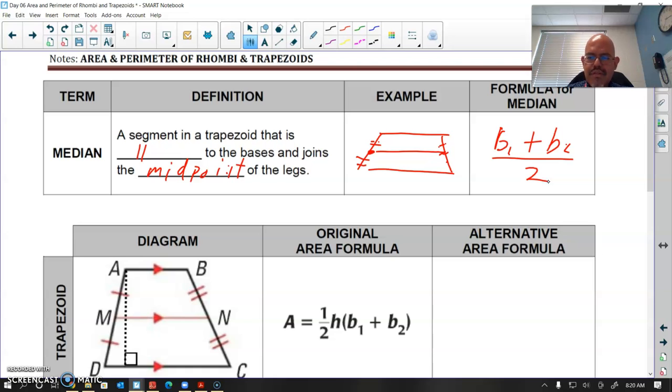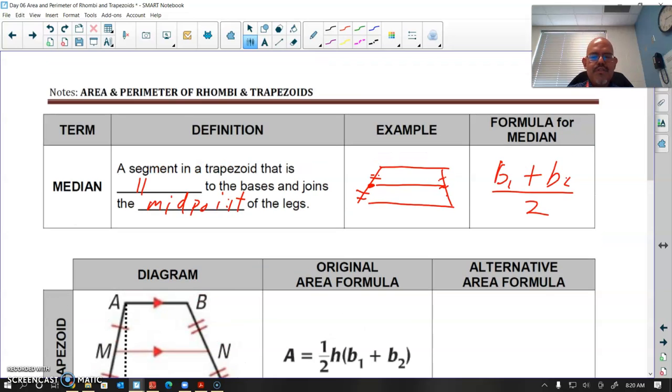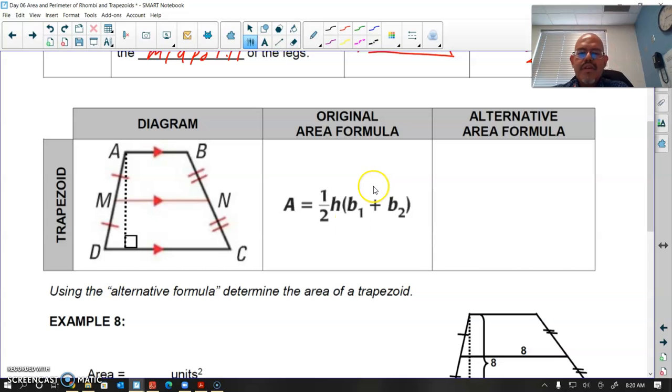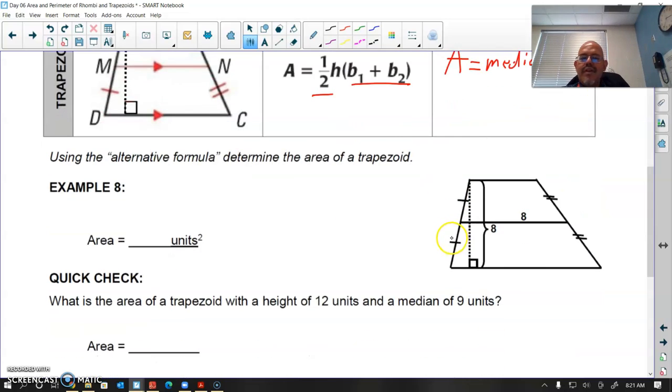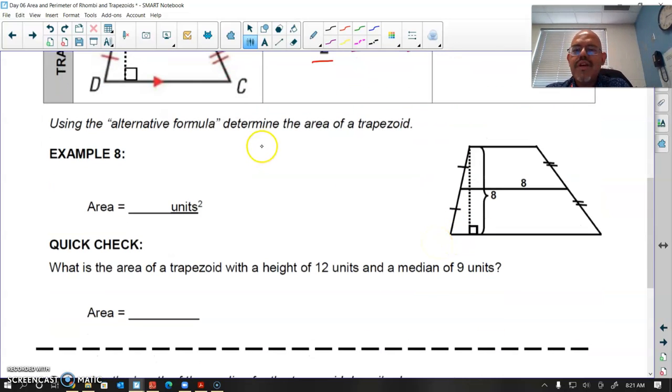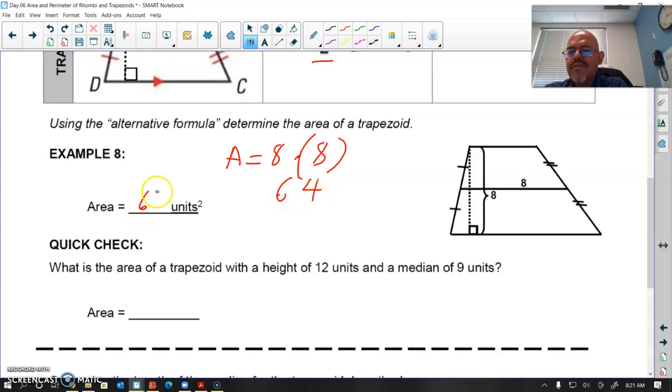Okay, so your alternate formula, since this part right here is basically the median, all you have to do is take your median and multiply that by the height, and that gives you the area. So right here, they give you the height, which is 8. You're going to multiply that by the median, 8 times 8, which is just 64. So it's 64 units squared.